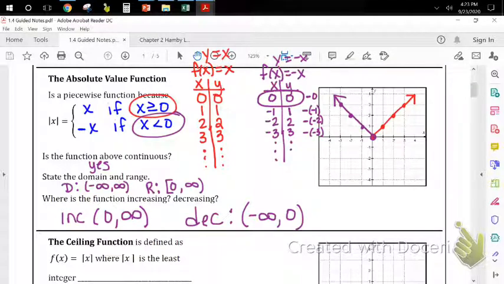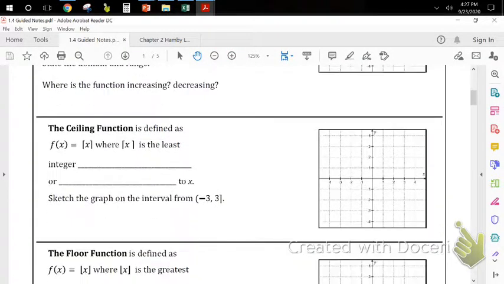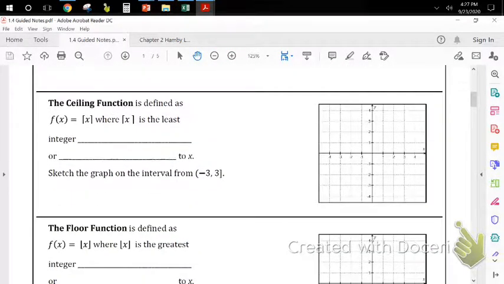So another piecewise function that we're going to look at is called the ceiling function. And so what do you think of when I say the ceiling function? You probably think about the ceiling in the classroom or in your bedroom or the ceiling up above, right? So notice the notation. It looks like a bracket there, but it only has the top part of it, okay? That's because it's a ceiling function.